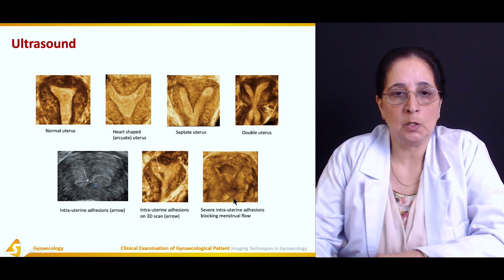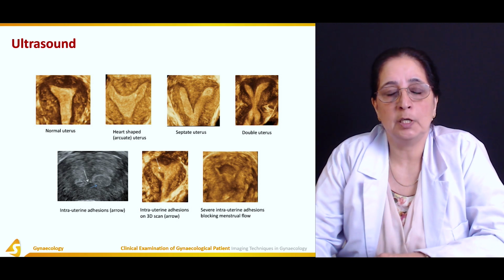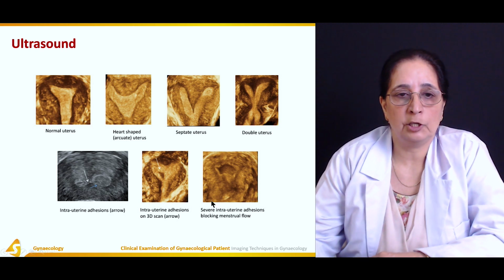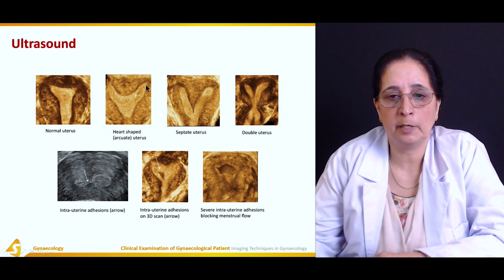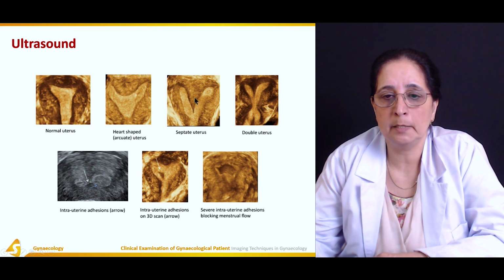Then the ultrasound is the visualization using ultrasonic sound waves. Usually this is the picture of the normal uterus here. If you compare it to the normal uterus, this is the heart-shaped uterus or arcuate uterus. This is even going deeper, septum. The uterus is literally divided into two, so it's the septum going deep into the uterus, septate uterus.